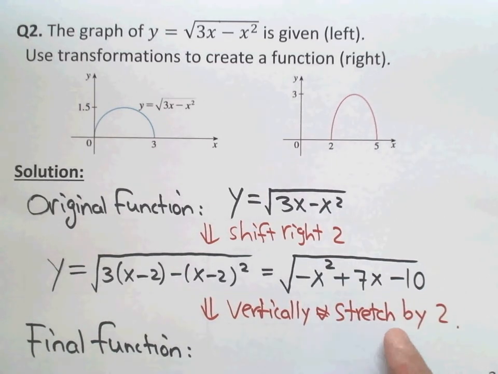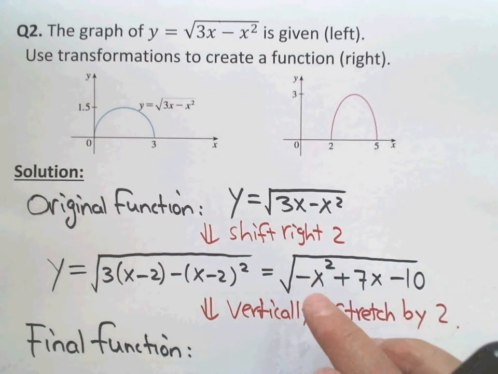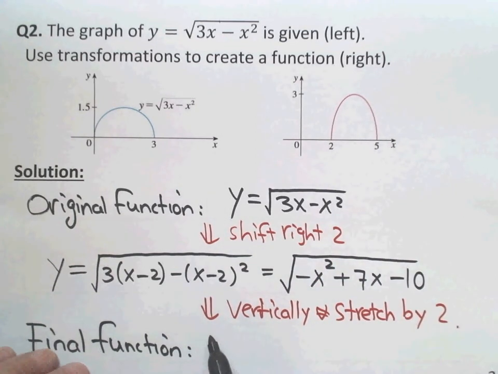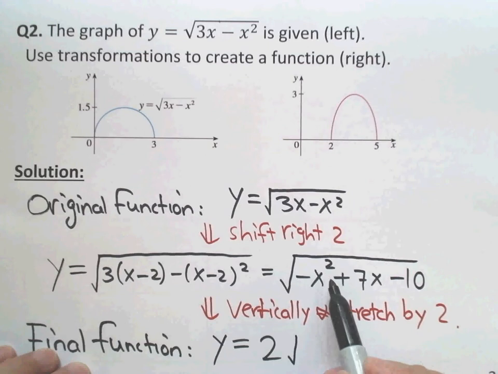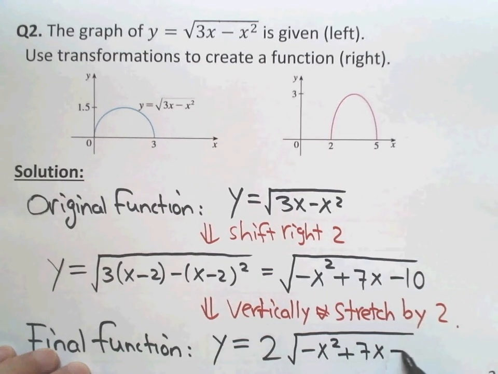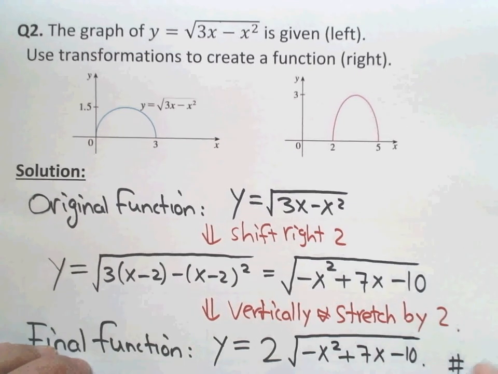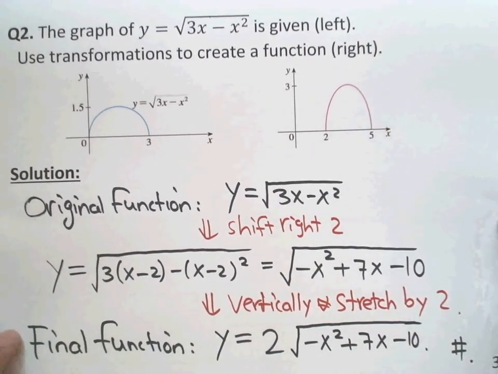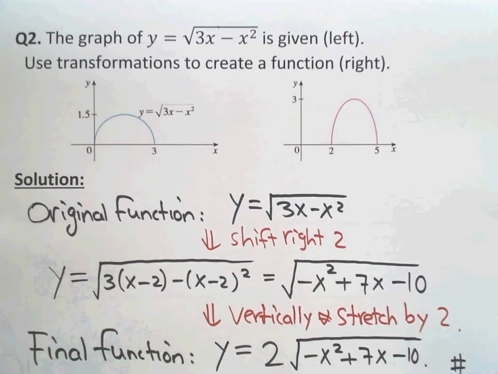The last step from this function is vertically stretched by 2. Vertically stretched means the whole y times 2. Therefore, the final function we get is y equals 2 times the middle function, the square root of negative x squared plus 7x minus 10. So this is the final function we found for this graph. That's all. Thank you.